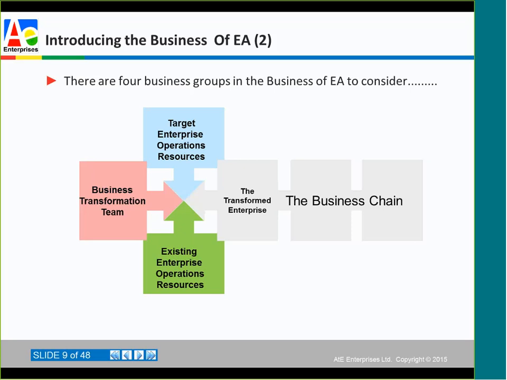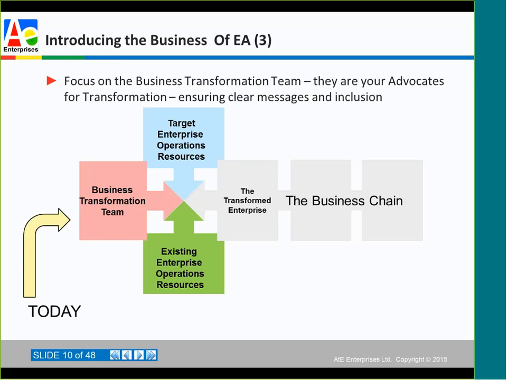But today we're going to focus on the business transformation team. They're your advocates for transformation. They ensure clear messages and inclusion of the existing operations resources. And so they're a very important part of preparing for the architecture. If they're not on board with you on that, then life is going to be very much harder. So we're going to look at what we need to do for them.